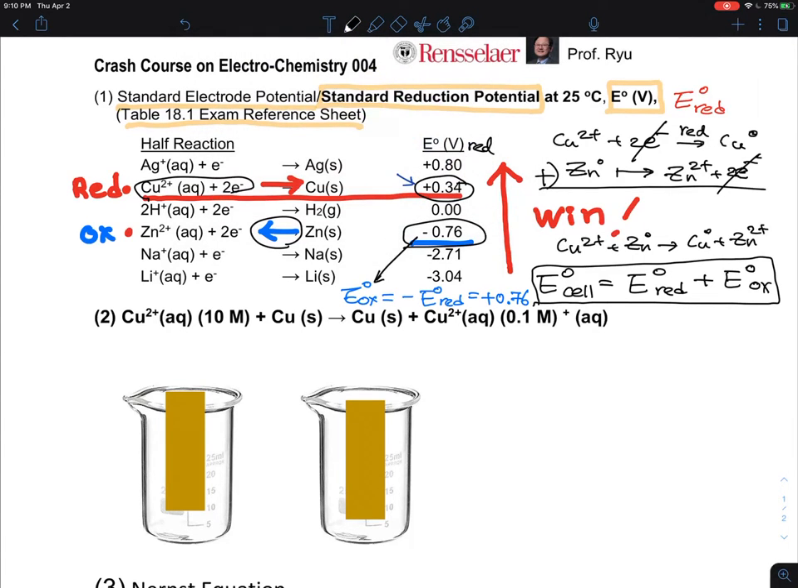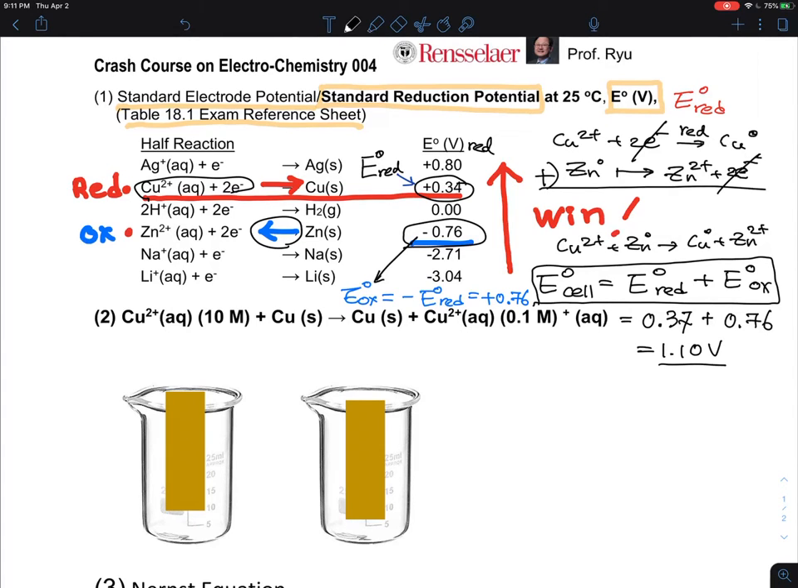Okay, so then this one is actually the reduction that you see here. This is going to be E reduction, right? So therefore, in this cell, you will see that copper keeps the reduction as it is, and then zinc, you have to flip it so that the potential value changes the sign, and this one is 1.10 volts.